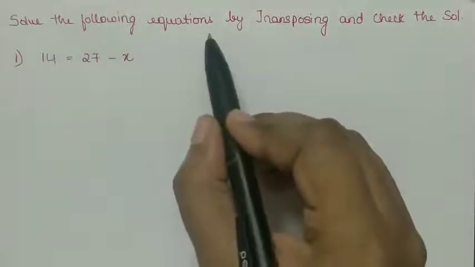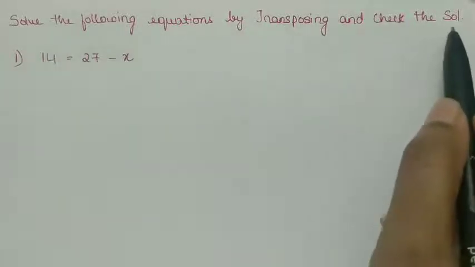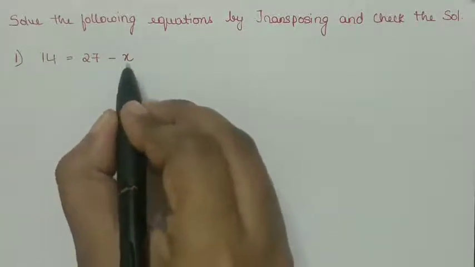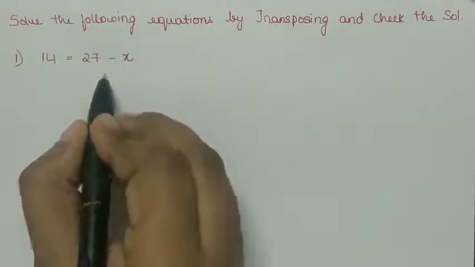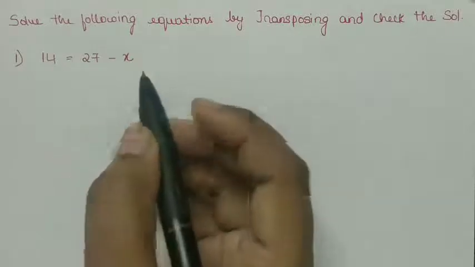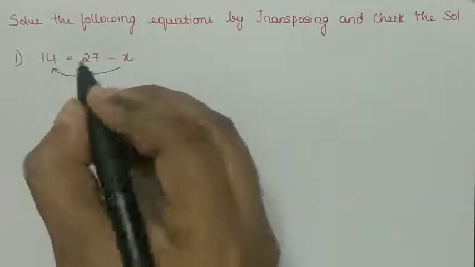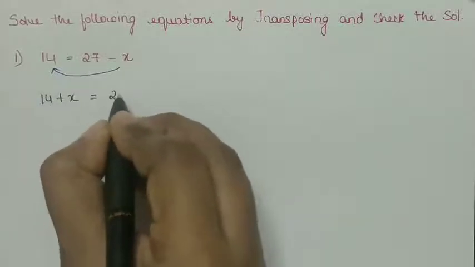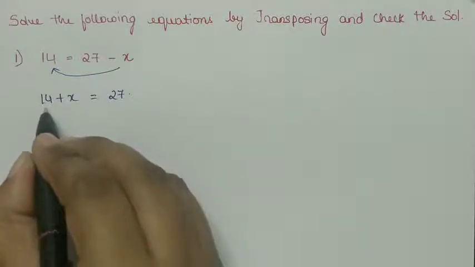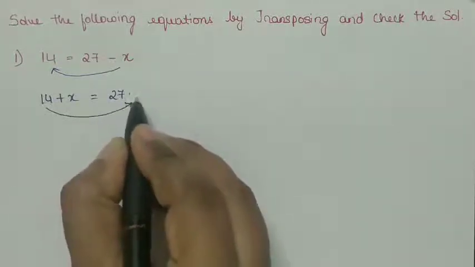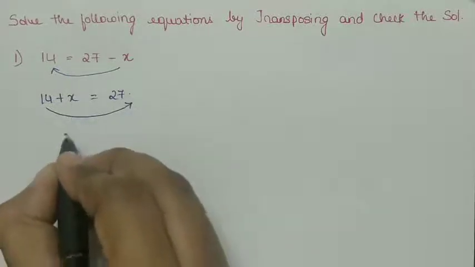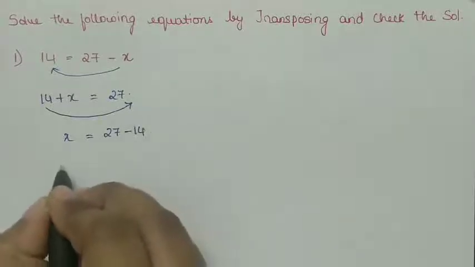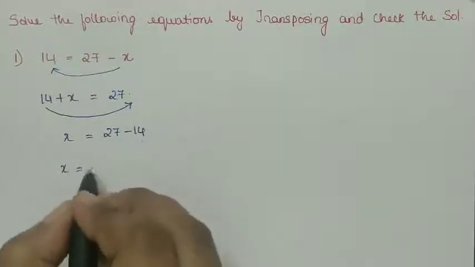Solve the following equations by transposing and check the solution. First one, 14 equal to 27 minus x. Transpose minus x to LHS so that it becomes plus x. Therefore, 14 plus x equal to 27. Now transpose 14 to RHS. It will become minus 14. Therefore, x equal to 27 minus 14. x equal to 27 minus 14, 13.